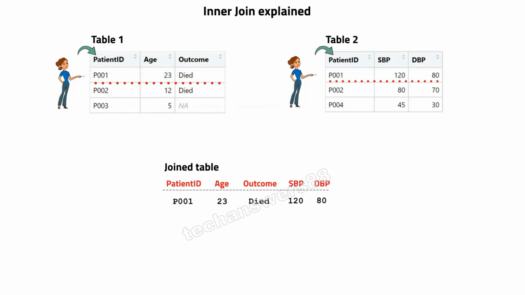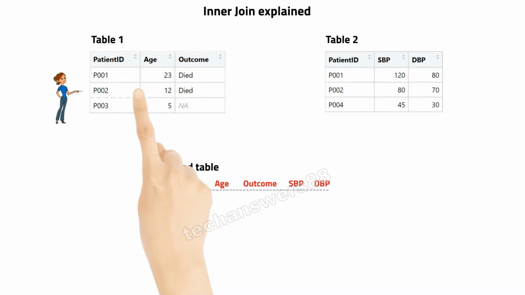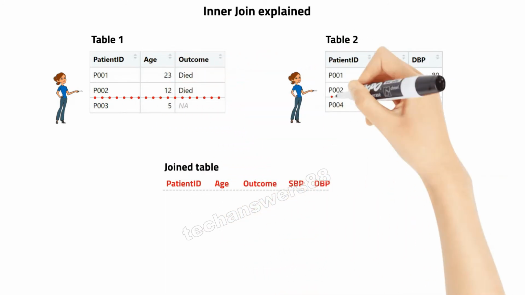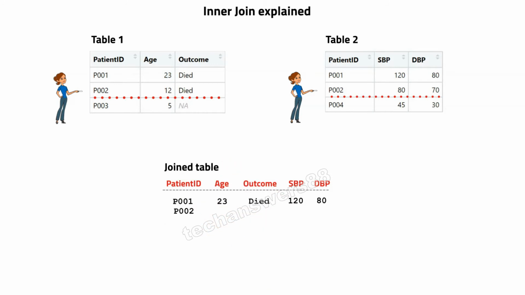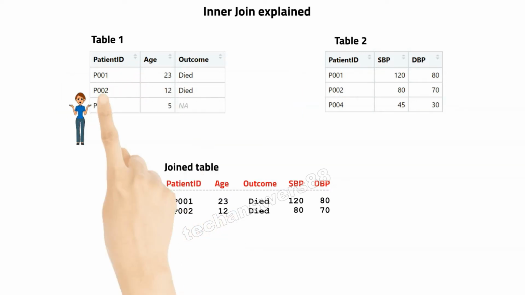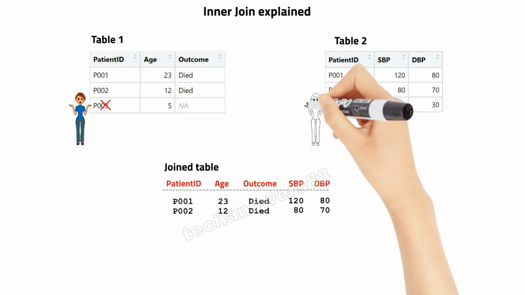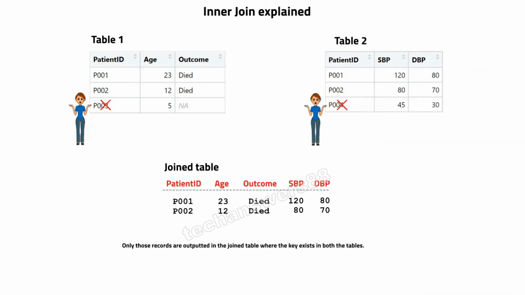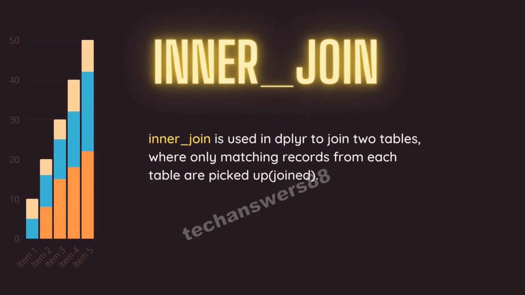Now moving to the second record, patient ID 002 also exists on both the tables, table 1 as well as table 2. So the output would obviously contain the complete record for this patient as well. Now what happens to patient ID 003? It only exists in table 1, and patient ID 004 only exists in table 2. So they won't be copied in, because inner join needs the key to be present in both the tables.